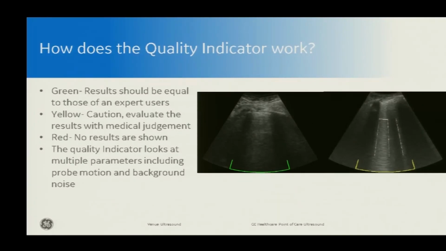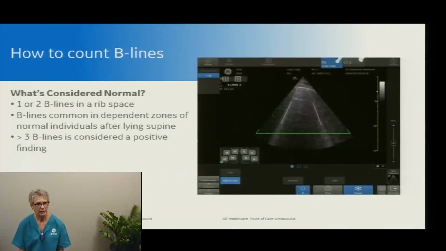Now, how does the quality indicator know this? It looks at multiple parameters. Some of those are probe motion and background noise. And again, you'll see in just a few moments while I demonstrate this. Okay, let's talk about how to count B-lines.